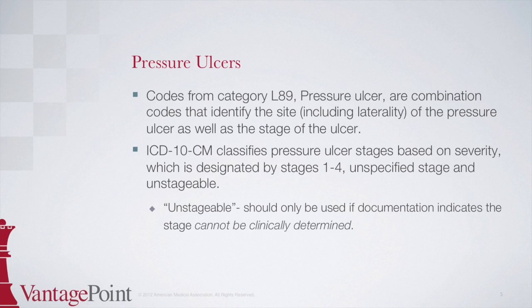The stages of pressure ulcers are based on severity, with stage 1 being the least severe and stage 4 being the most severe. Stage 1 is represented by a sixth character of 1, stage 2 is a sixth character of 2, and so on up to 4. If the stage of the ulcer is not documented, a sixth character of 9 is used to indicate unspecified stage. A sixth character of 0 indicates that the ulcer is unstageable. This is only to be used if documentation states that the stage of the ulcer cannot be clinically determined.